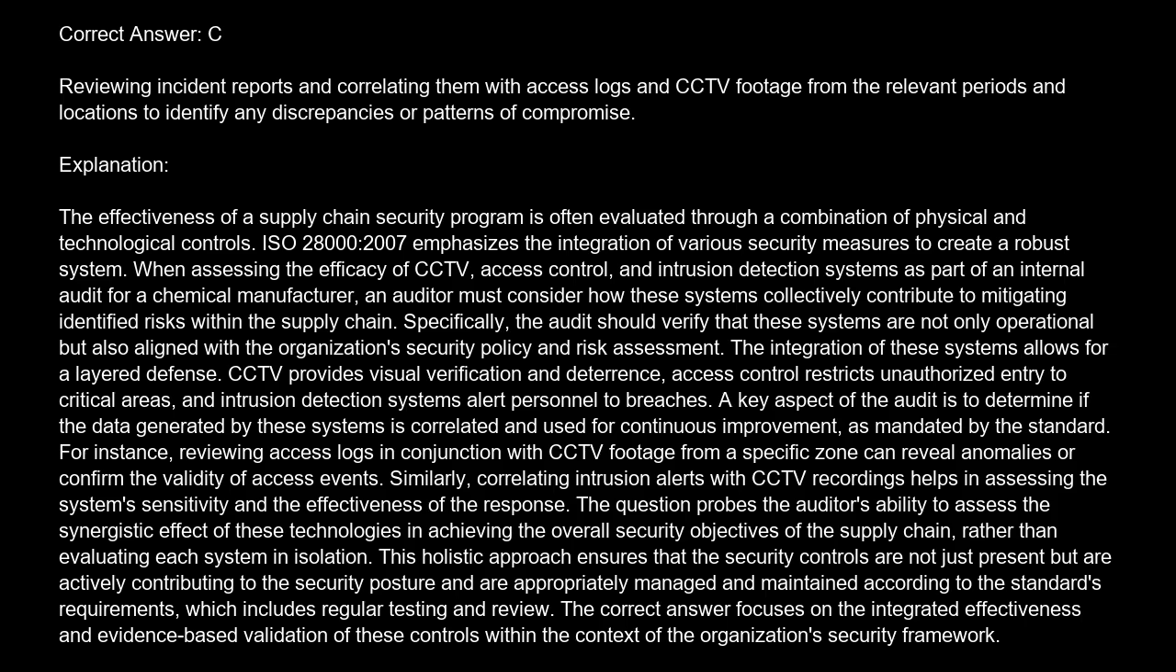When assessing the efficacy of CCTV, access control, and intrusion detection systems as part of an internal audit for a chemical manufacturer, an auditor must consider how these systems collectively contribute to mitigating identified risks within the supply chain. Specifically, the audit should verify that these systems are not only operational, but also aligned with the organization's security policy and risk assessment. The integration of these systems allows for a layered defense. CCTV provides visual verification and deterrence. Access control restricts unauthorized entry to critical areas, and intrusion detection systems alert personnel to breaches.